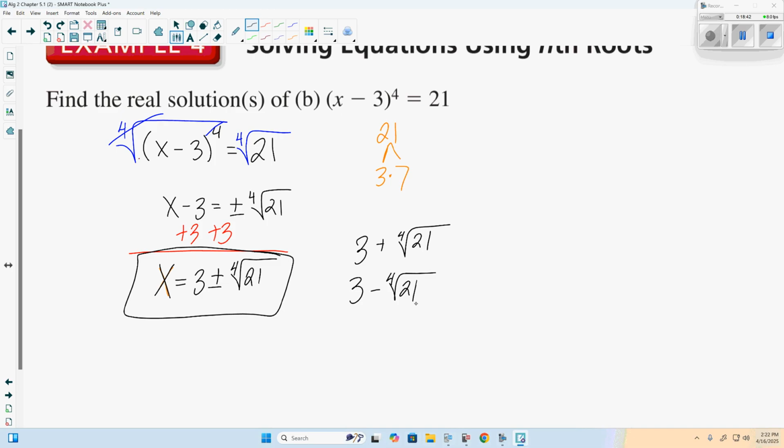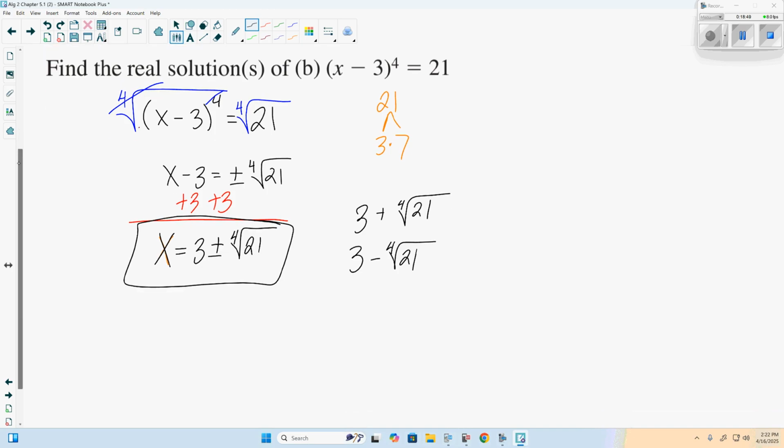Yeah, because if we had subtracted 3, negative 3, plus or minus that root. Because we want to put that number we add or subtract in front of it. Saying that we're adding the fourth root of 21 to it and subtracting the fourth root of 21 from it. We're adding and subtracting it from that term. Does that make sense? Questions on this here?